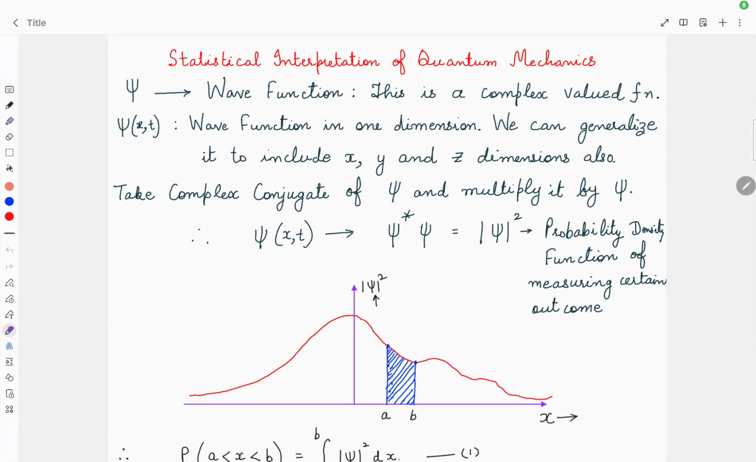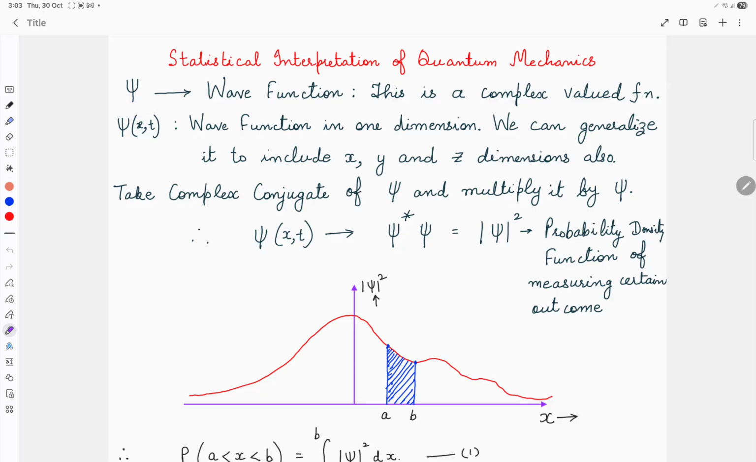Hello everybody. Let us try to discuss the statistical interpretation of quantum mechanics. Now, what does this actually mean? Actually, we want to look into this psi in detail, and this psi is known as the wave function. We want to statistically look into what is the importance of this wave function in terms of statistics.